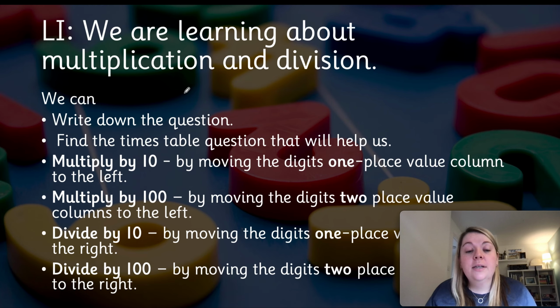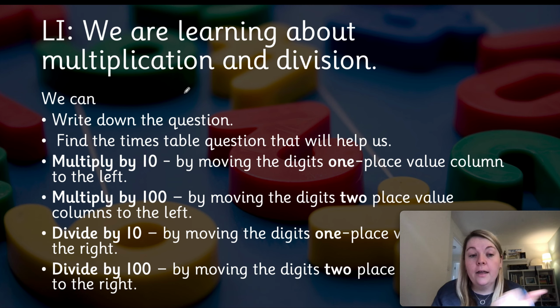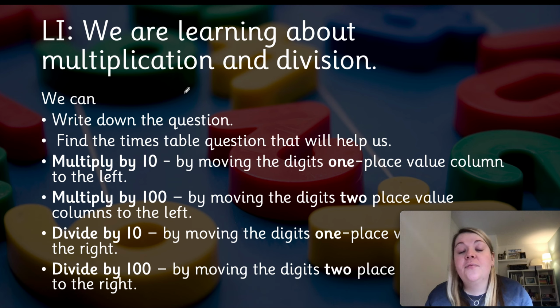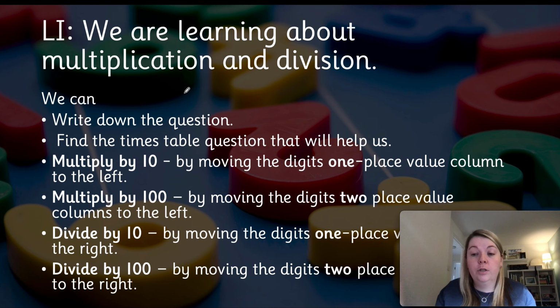So today, boys and girls, we've been learning about multiplication and division. So remember to write down the question. You might need a times table sum to help you in some examples. In some examples you won't. Multiply by 10 by moving the digits 1 place value column to the left and putting 0 in the empty place value column. Multiply by 100 by moving the digits 2 place value columns to the left and putting zeros in as our digit holders. If you're dividing by 10, you're moving the digits 1 place value column to the right because the number is getting smaller. If you're dividing by 100, you're moving 2 place value columns to the right.